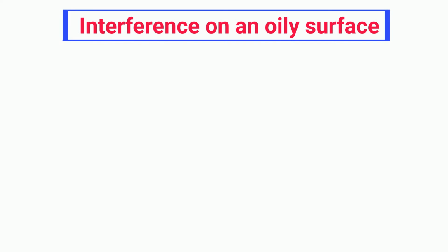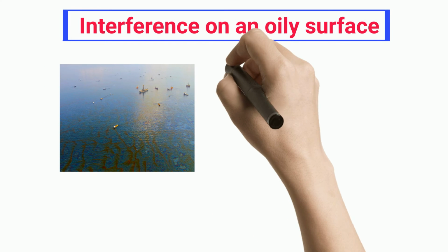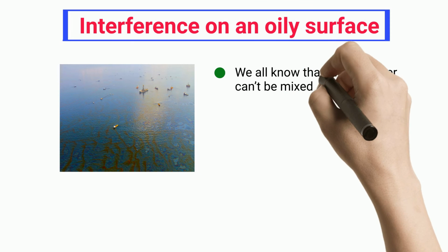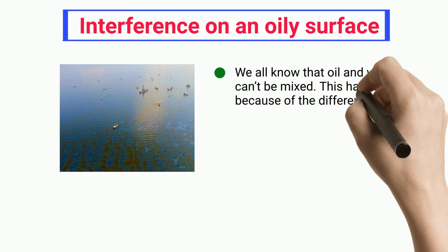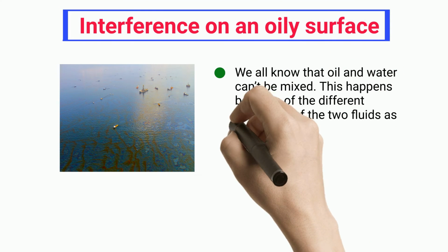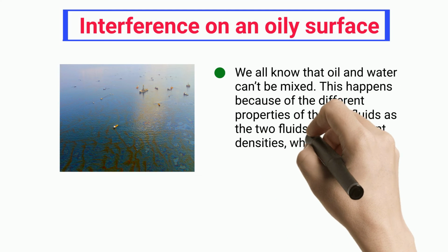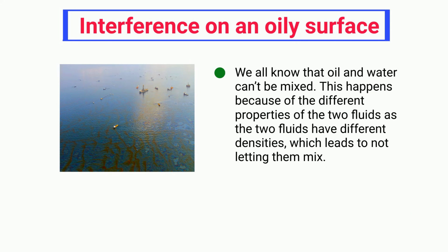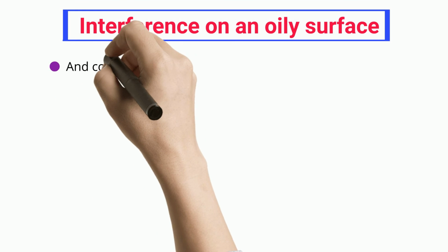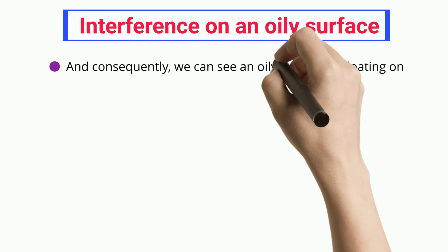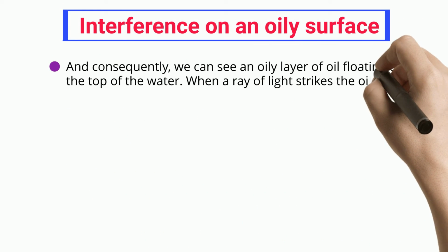Interference on an oily surface. We all know that oil and water cannot be mixed. This happens because of the different properties of the two fluids, as the two fluids have different densities, which leads to not letting them mix. And consequently, we can see a layer of oil floating on the top of the water.